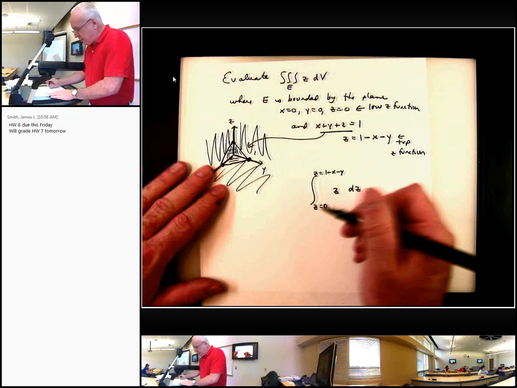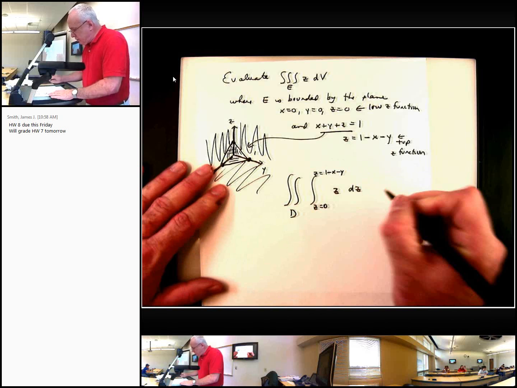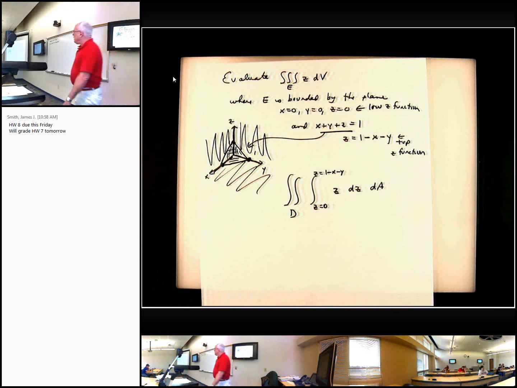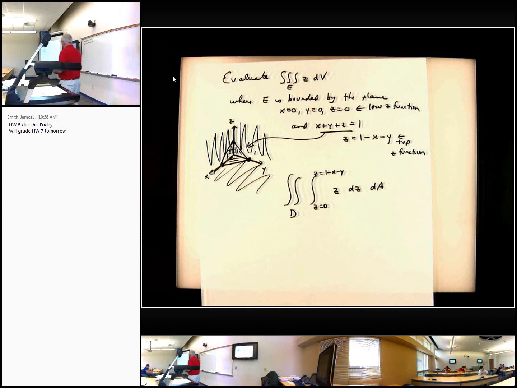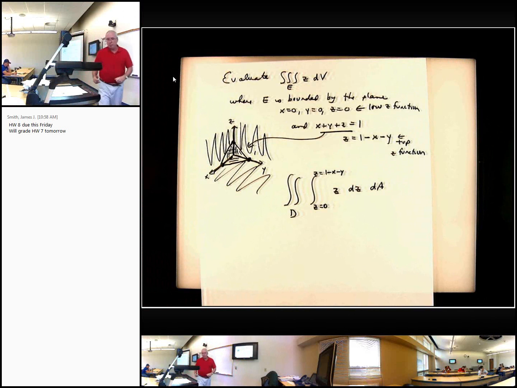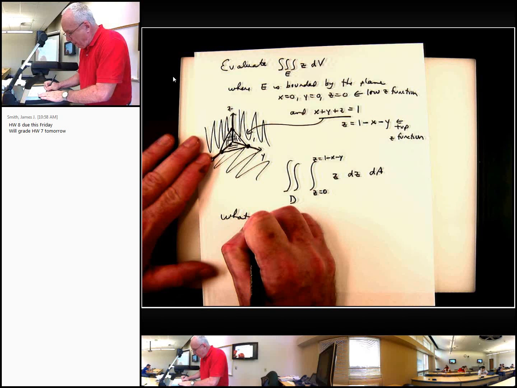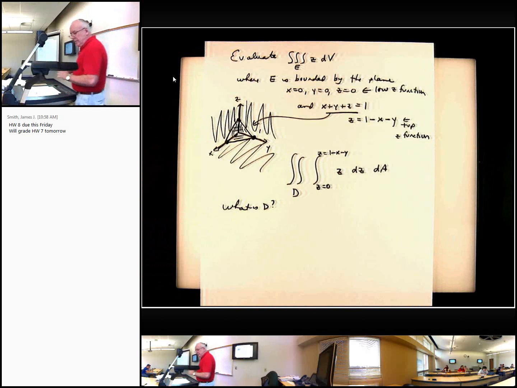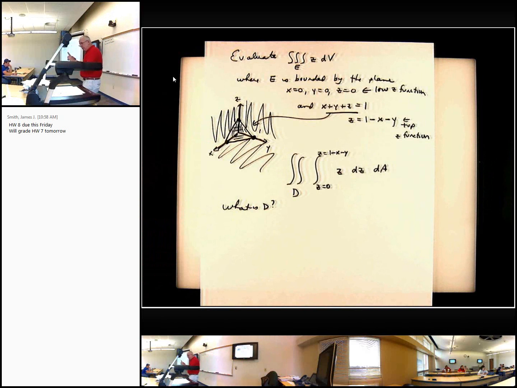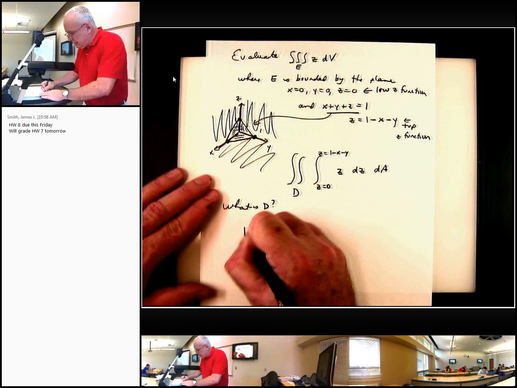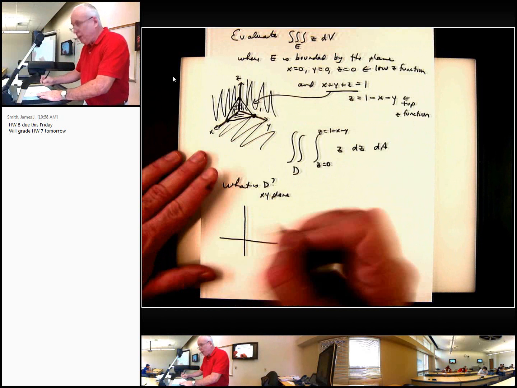Now, I also have to figure out, let me first start with just this double integral over D. We do have to figure out the limits of integration over the shadow of this space. So what is D here? Well, first of all, D is going to be on what plane? The other two variables, x and y, so it's going to be on the xy plane. Let's see if we can draw it here. It's real important to do this.